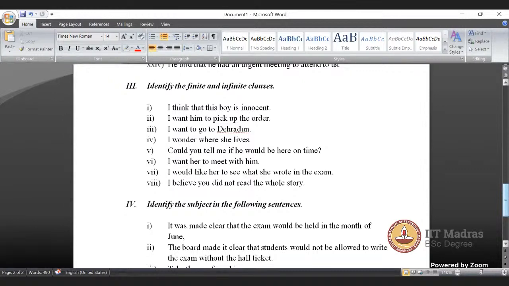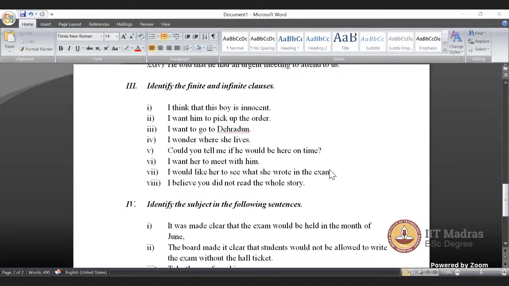I want to go to Dehradun. What's the object here? To go to Dehradun. Infinite. It is infinite again because you have to go, and it does not have a tense here, right? Okay, I wonder where she lives. Finite, right? So where she lives, lives has present tense to it.